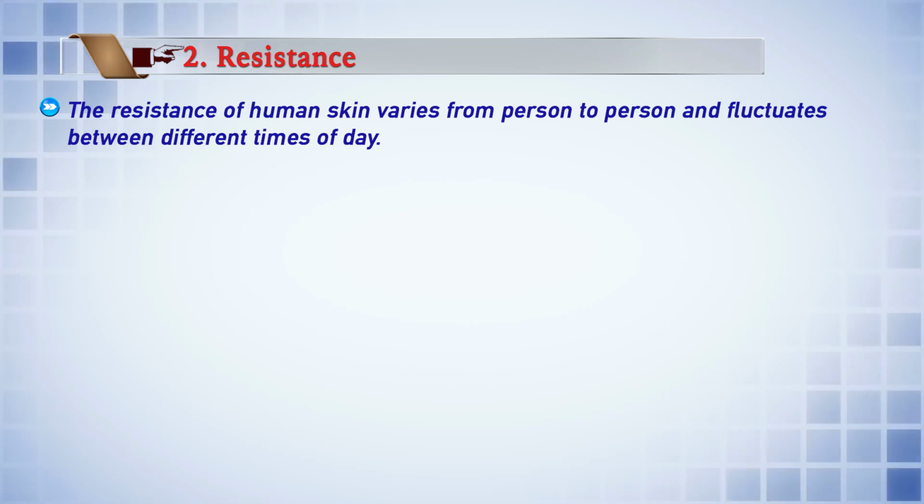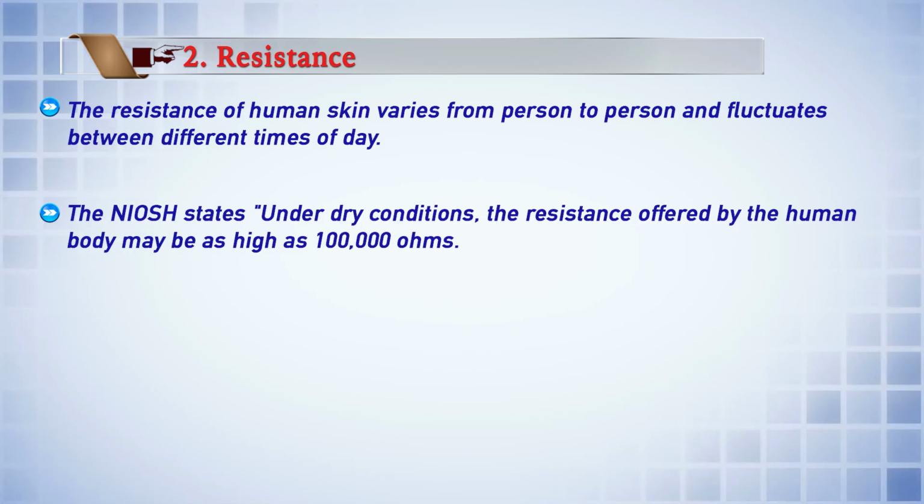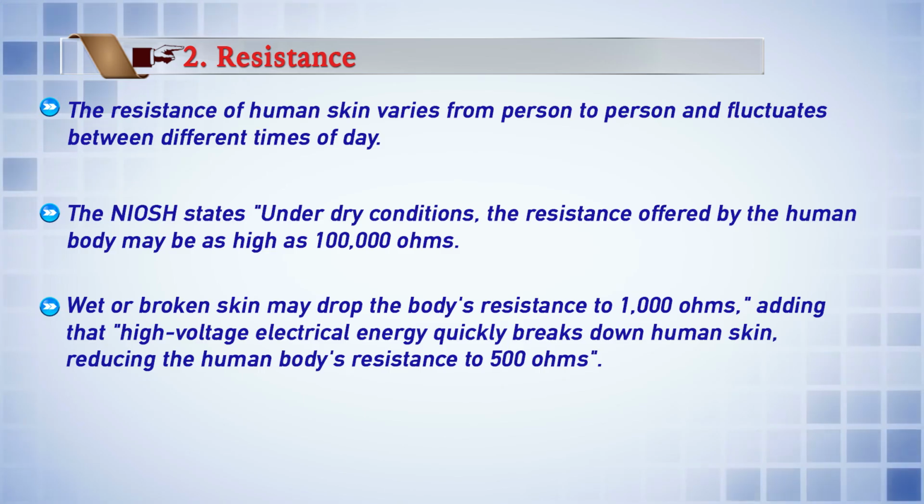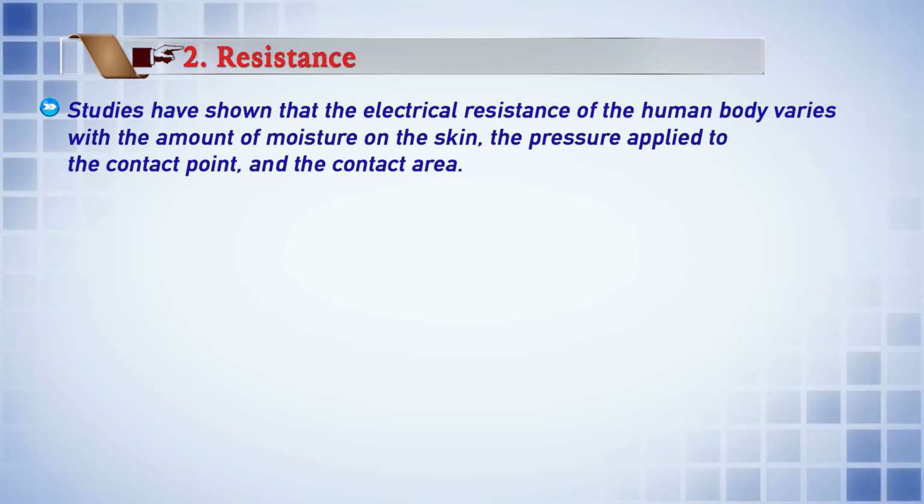The resistance of human skin varies from person to person and fluctuates between different times of the day. The NIOSH has stated that under dry conditions, the resistance offered by the human body may be as high as 100,000 ohm. Wet or broken skin may drop the body's resistance to 1000 ohm, adding that high voltage electrical energy quickly breaks down human skin, reducing the human body's resistance to 500 ohm. Studies have shown that the electrical resistance of the human body varies with the amount of moisture on the skin, the pressure applied to the contact point and the contact area.